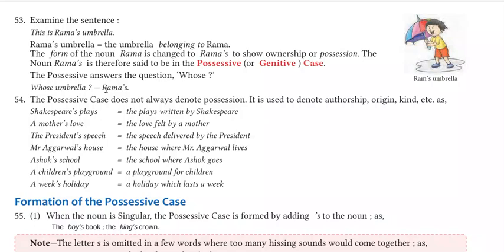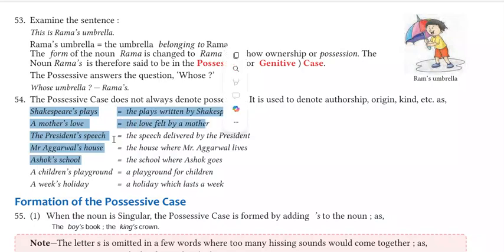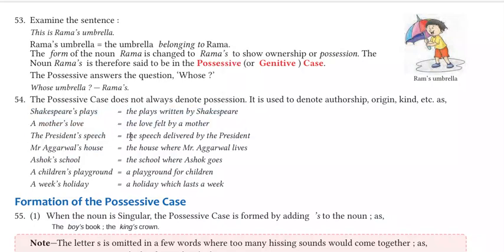The possessive case does not always denote possession. It is also used to denote authorship, origin, kind, etc. As in Shakespeare's plays, it means they were written by Shakespeare. Mother's love, the love felt by a mother, right? The president's speech, the speech delivered by the president, right? And the children's playground means a playground for the children, right?